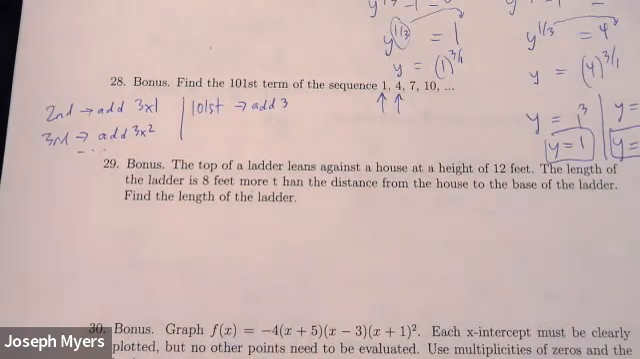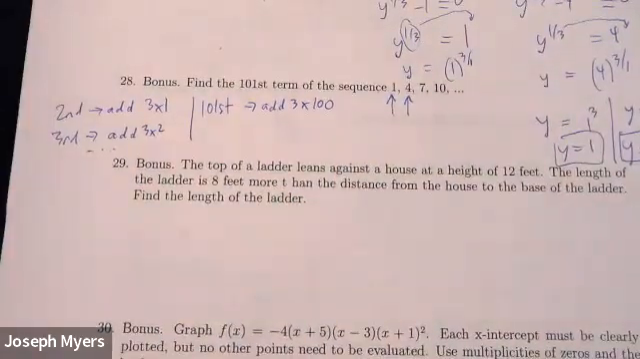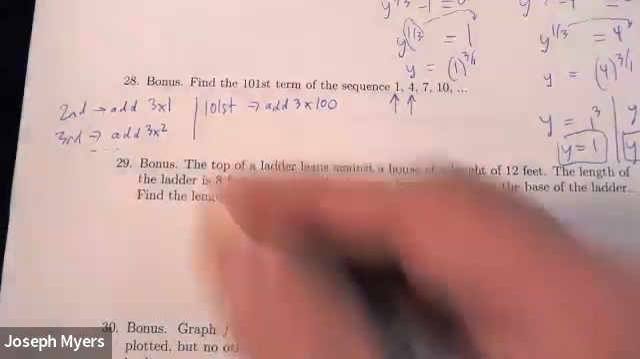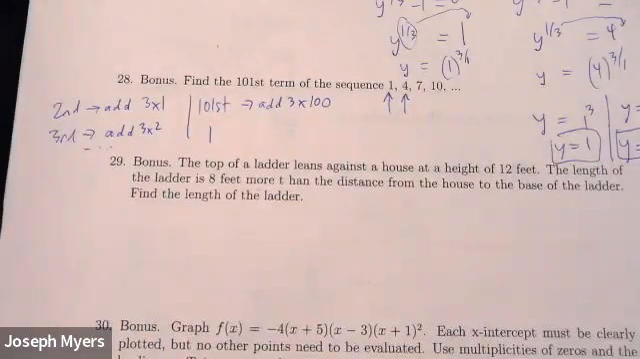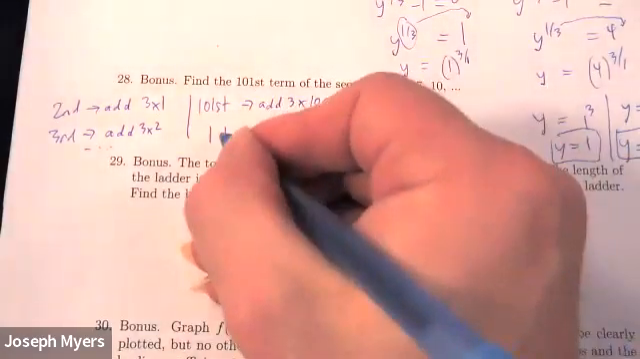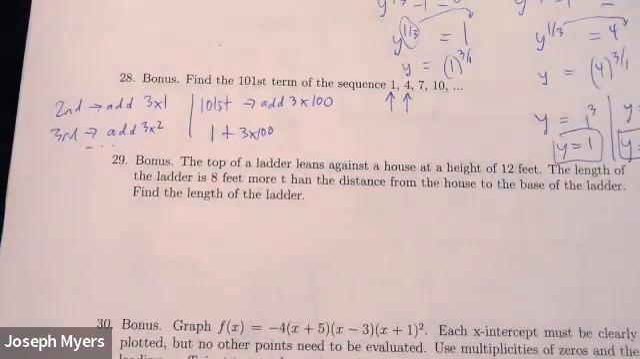Does that make sense to you? So I have to add 3 times 100 to the first number. So what is the first number? 1. So therefore, I'm going to take the first number, whatever it starts with, it could be anything, and then add 3 100 times to that. So what is 1 plus 3 times 100?